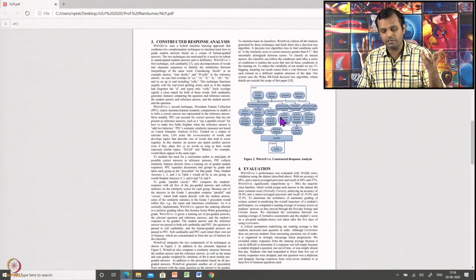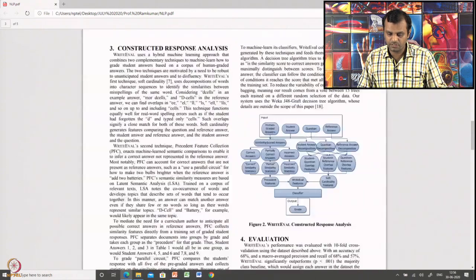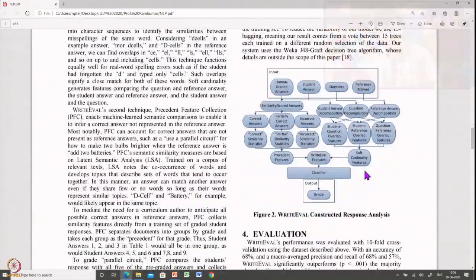It is not simply a grading system based only on the bag of words approach. What they did is add a combination. For example, they find the similarity scores between the correct answer and the answer given by the student. The student answer and the human graded answer are compared to find the similarities: correct answers, partially correct, incorrect. Statistics is used, and also the students' answers from the bag of words and the reference answers, everything has been used to create a classifier. That classifier grades the output.